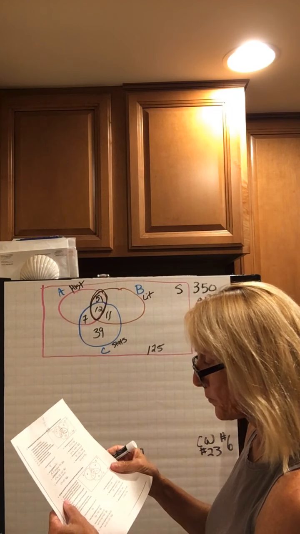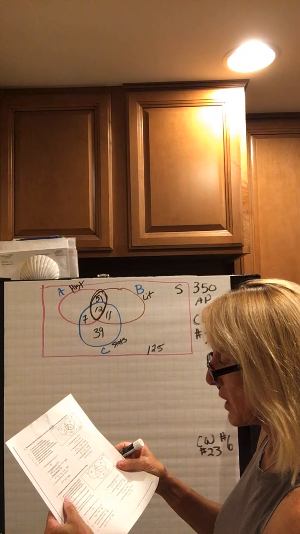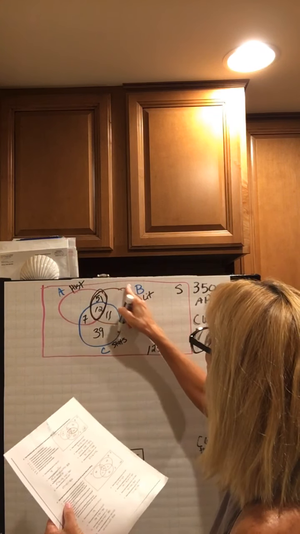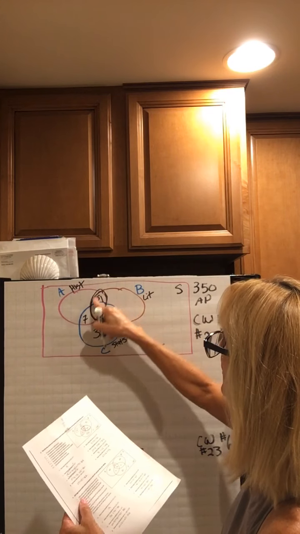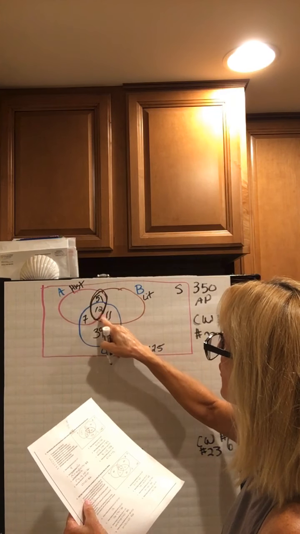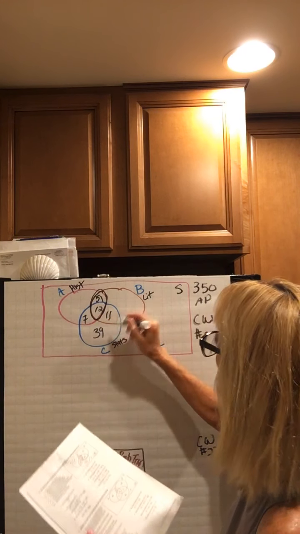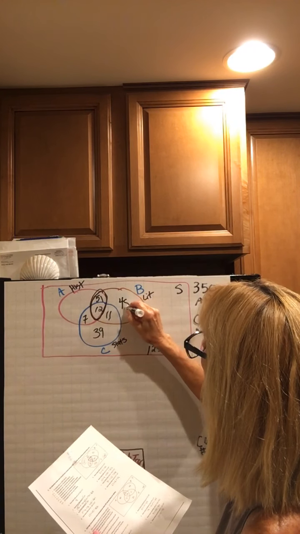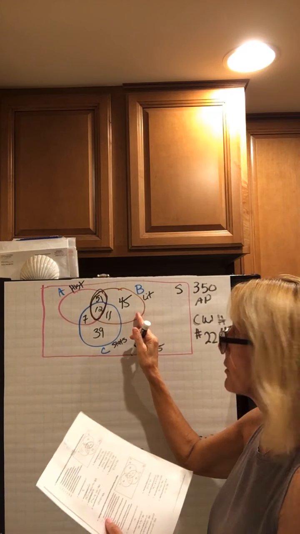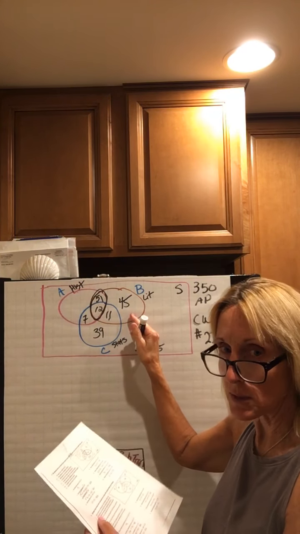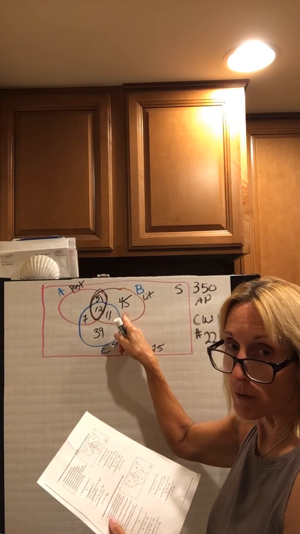And then for set B, it says 119 students are taking AP Lit. So the brown circle needs to add up to 119. So 51 plus 12 plus 11. If I subtract that from 119, I would need a 45 here. And let me tell you something real quick. If I asked how many students are just taking literature, that would be 45 right here.